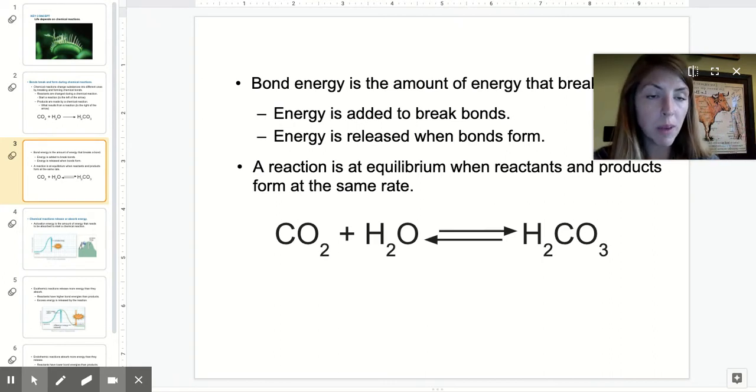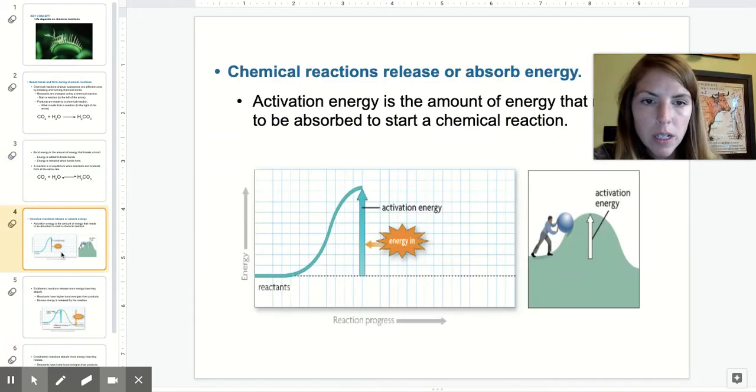But some reactions, many of them, result in what's called equilibrium. Reactants and products form at the same rate. So we have an arrow actually going in both directions. And we say that that is what is called chemical equilibrium.